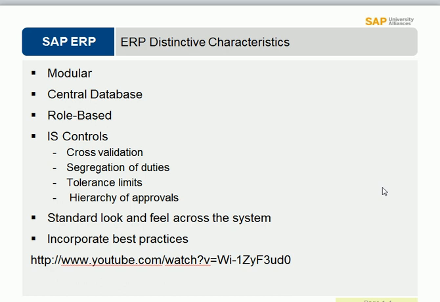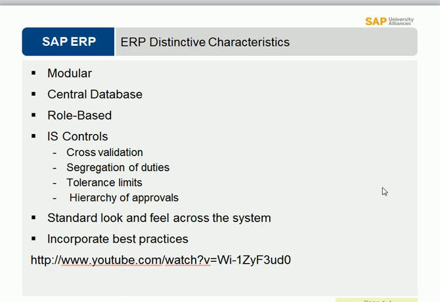Hierarchy of approvals means that there are several roles within the organization that get to approve a specific functionality. So it cannot be that only one person is approving a particular purchase or a particular functionality. You have several individuals. Again, the whole idea is checks and balances.